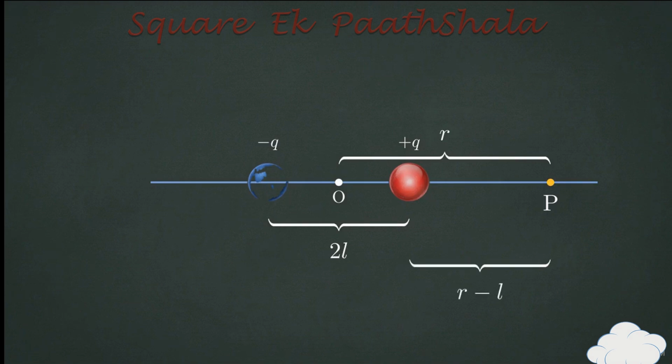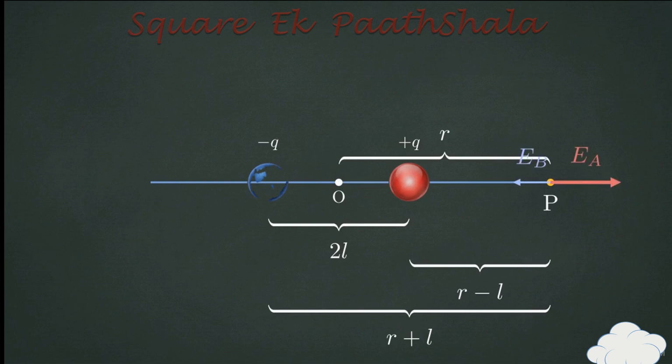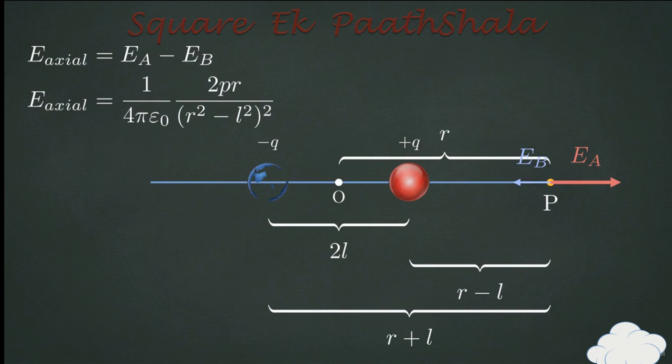Looking at the geometry, the distance from the positive charge is r minus L. From the negative charge, it is r plus L. The positive charge pushes its field away from the dipole, while the negative charge pulls its field back. Because the positive charge is closer, its outward push is stronger. We subtract the weaker inward field from the stronger outward one to calculate our net axial field.